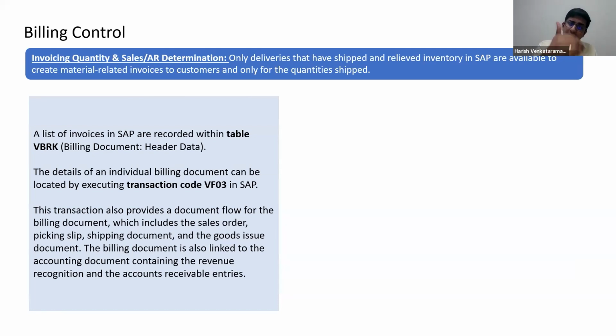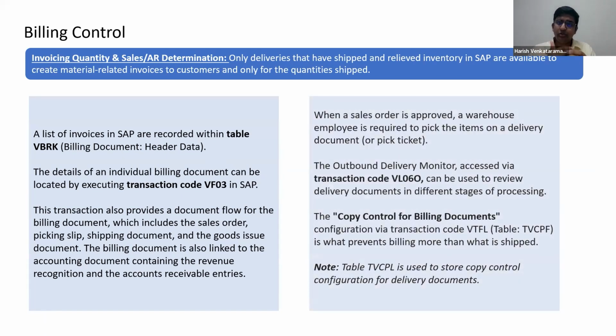And VF03 will also provide you with an entire trail, right from the order to your delivery to the invoice that got generated. While we do that, we should also note that the outbound delivery will happen through VL06. And one of the most important automations, I would say, that happens in this entire process is the copy control. Copy control is something of a very unique nature.